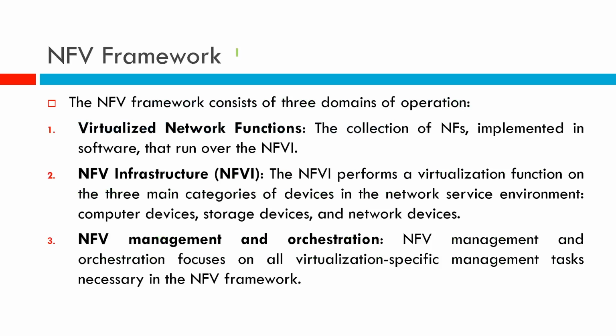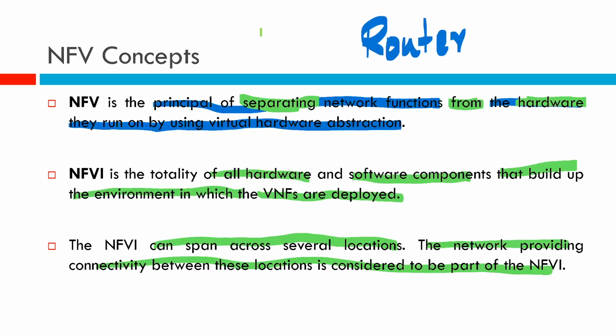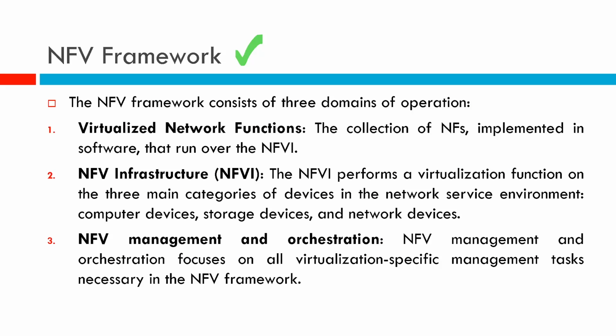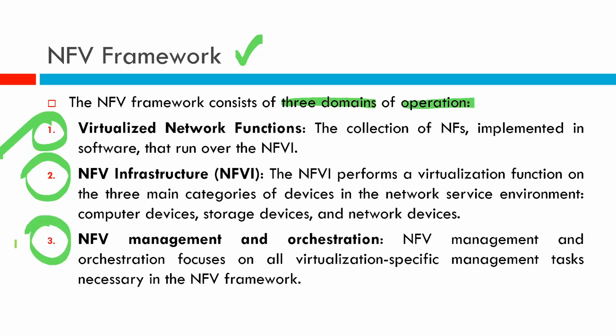Next, see the framework. So many concepts we see here: NF, PNF, VNF, NFV, NFVI. These are the various concepts you must understand. And now we move on to the framework. What is the framework? It mainly consists of three domains of operation. The first is virtualized network functions, then network function virtualization infrastructure, and then network function virtualization management and orchestration.